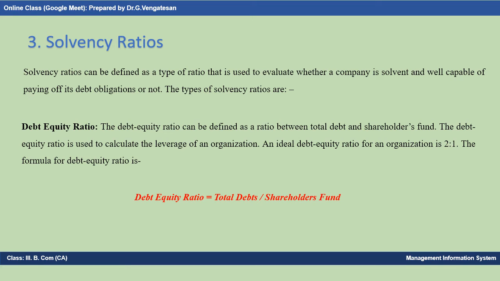This debt equity ratio indicates the relationship between the external equities or the outsiders fund along with the internal equities and shareholders fund, and this is used to define a ratio between the debt and shareholders fund. And an ideal debt equity ratio of an organization is always 2 is to 1. The formula for debt equity ratio is total debt divided by shareholders fund. Here, the total debt is divided by shareholders fund to find the debt equity ratio.